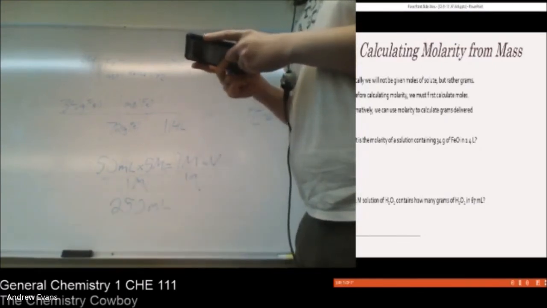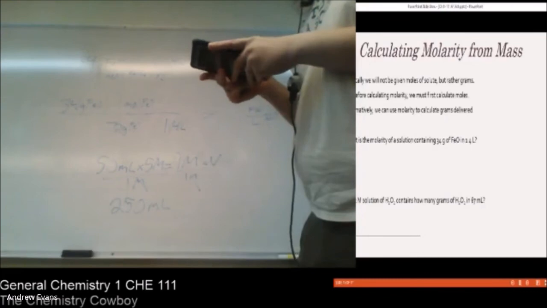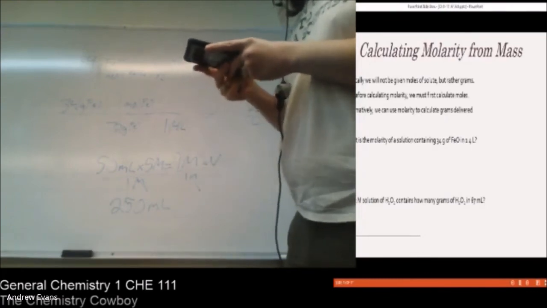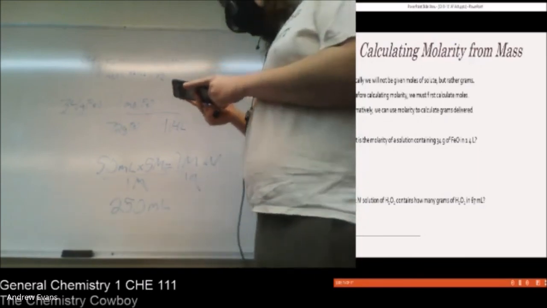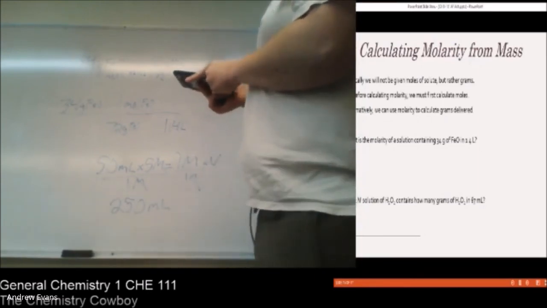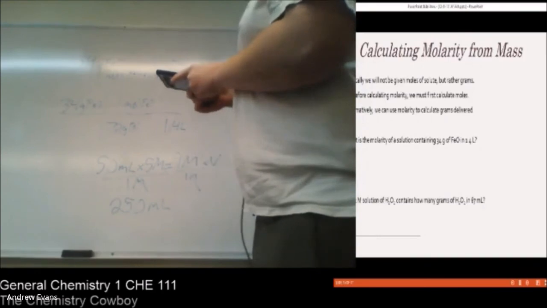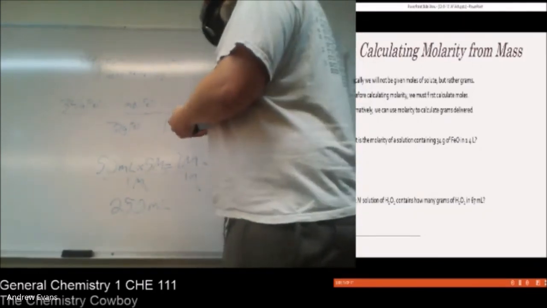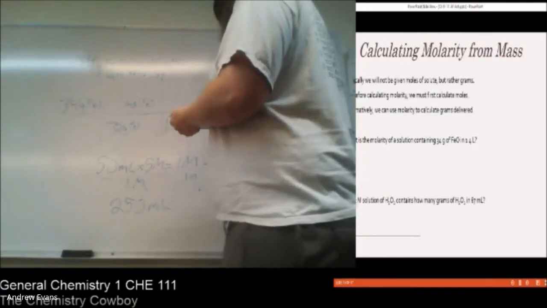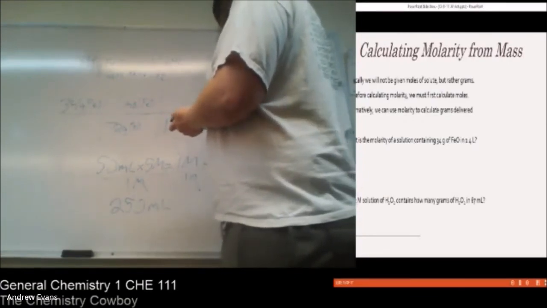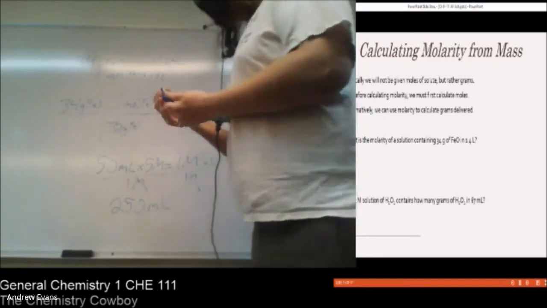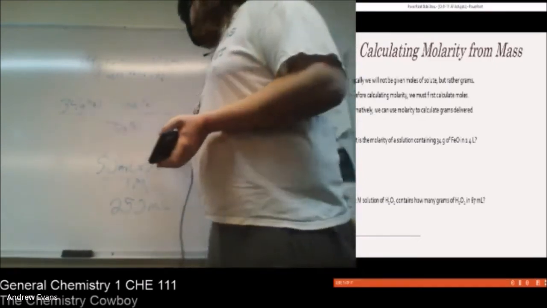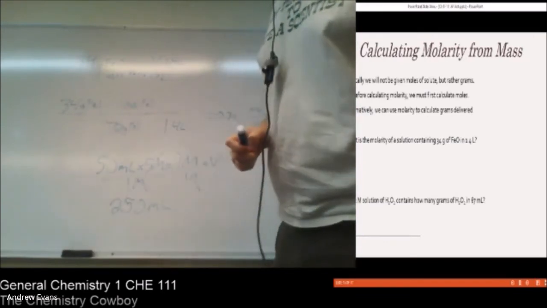So calculating that real quick. 34 divided by 72 is 0.47, then 2 repeating. Divided by 1.4. We'll just round it to 0.337. Technically, it should be 0.34. I'll leave it at 0.34 because I have 2 sig figs in there, 2 sig figs in there. I'll keep it to 2 sig figs.